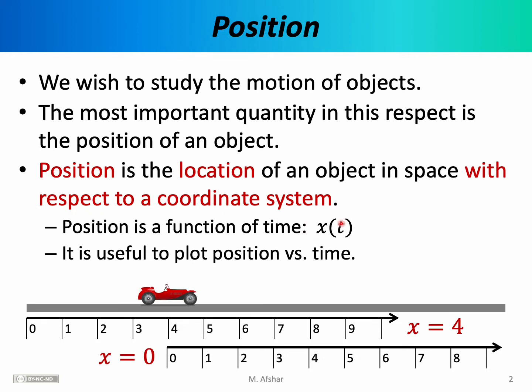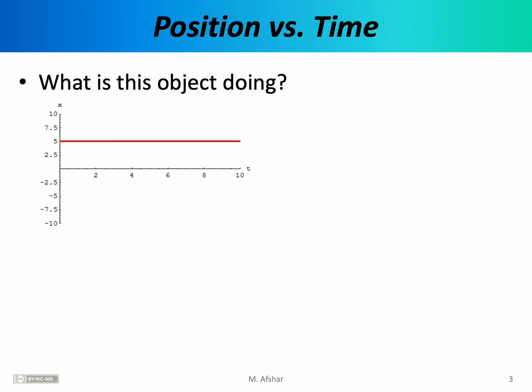Now, if x is a function of time, one useful way of representing motion is to make a graph or a plot of position versus time. We'll encounter graphs of position versus time frequently throughout this course, so it's important for you to be able to interpret these graphs. Here, what you see is a graph of x as a function of t.